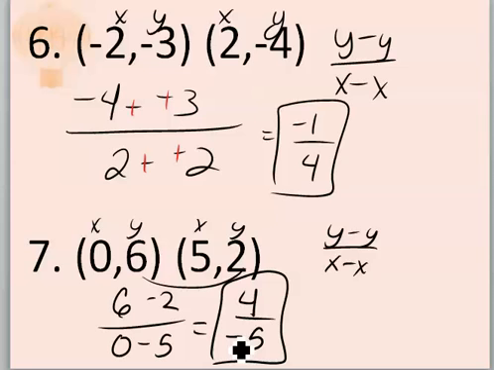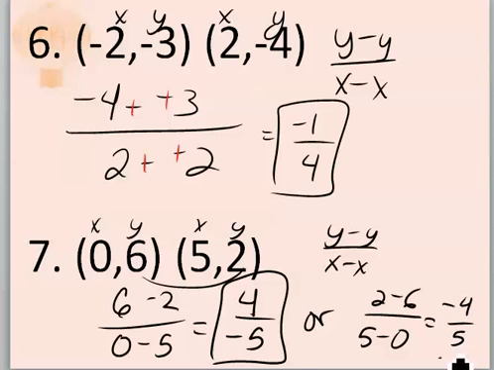You can do this in either order. If you did 2 minus 6 on top, you must start with 5 on bottom, and you would get negative 4 over positive 5, which is the same answer.